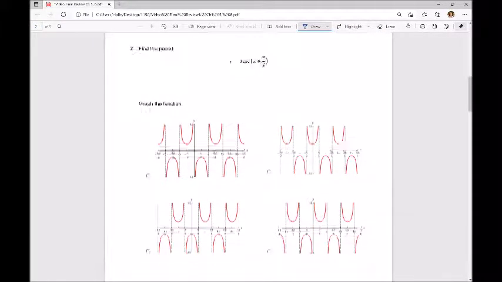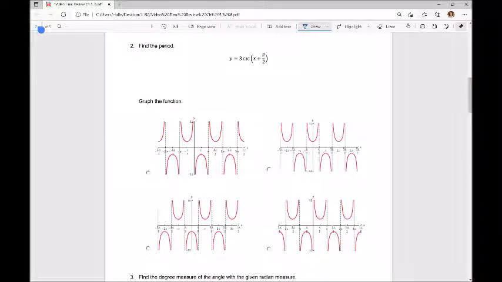So for our next problem, we want to find the period of y equals 3 times cosecant of x plus pi over 2. To do that, we do the same sort of thing as we just did. Cosecant is actually 1 over sine, so it applies most of the same rules as sine. So the period here, we're going to take 2 pi, because that's the original period, and divide by the number next to x. In this case, we don't have a number next to x, so we assume that it's 1. So our period just stays 2 pi.